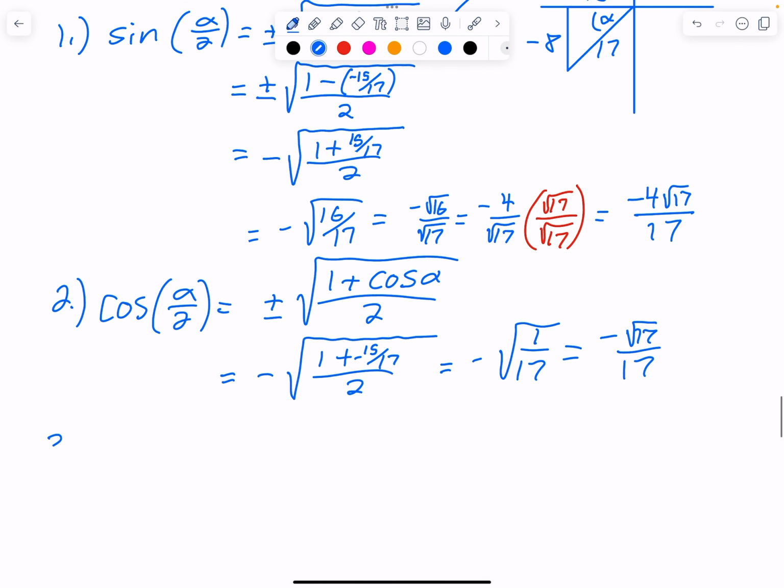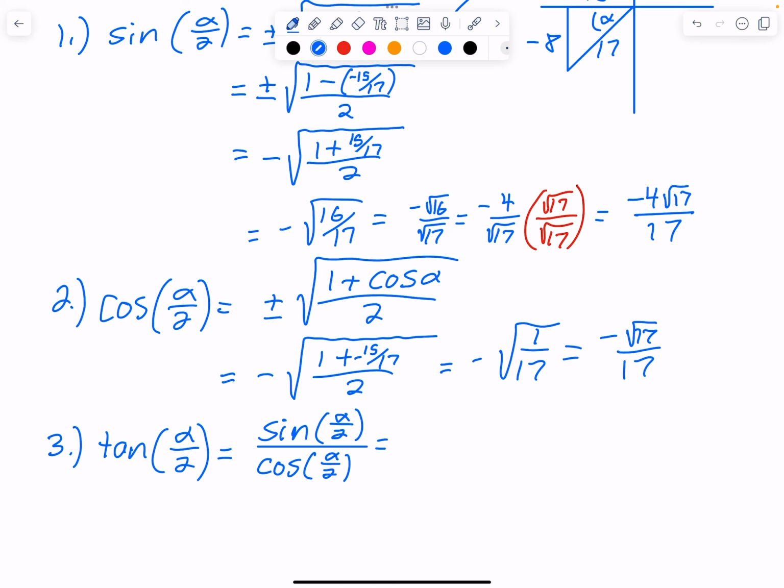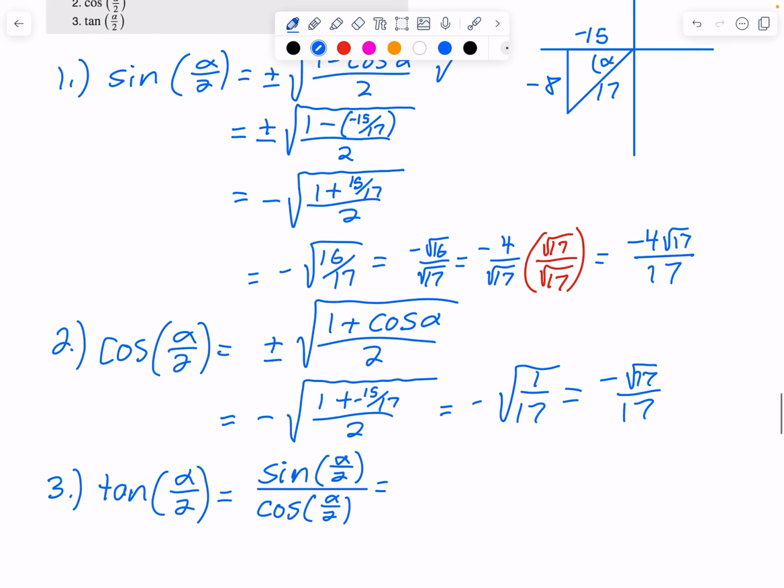And then now they want us to do tangent of that angle. I would not use the formula in this case. What I would do, you could if you wanted, but it's nasty, so I'm going to do this instead. Sine of alpha over 2 over cosine of alpha over 2. We already have those values, so I can just plug them in. I'm going to use this number because I'm going to plug it all in anyway. And then we get negative 1 over the square root of 17.